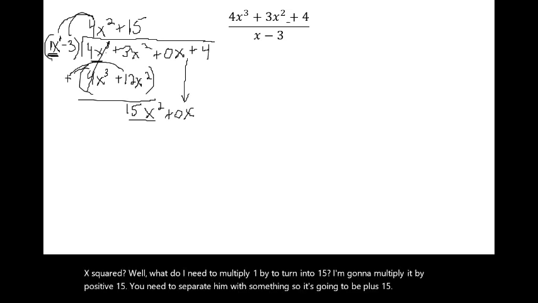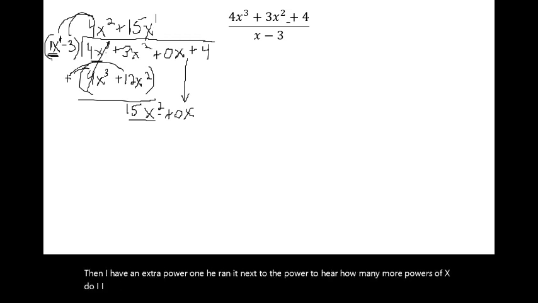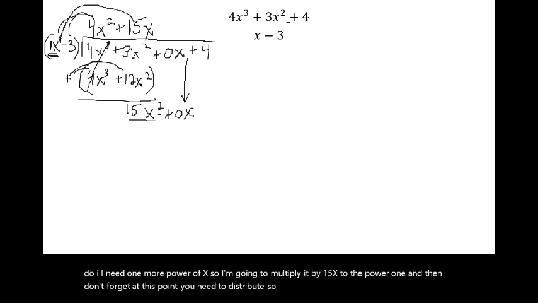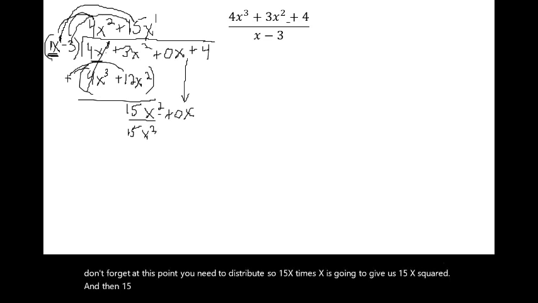Then I have an x to the power 1 here and an x to the power 2 here. How many more powers of x do I need? I need 1 more power of x. So I'm going to multiply it by 15x to the power 1. And then don't forget, at this point, you need to distribute. So 15x times x is going to give us 15x squared. And then 15x times negative 3 is going to give us negative 45x.